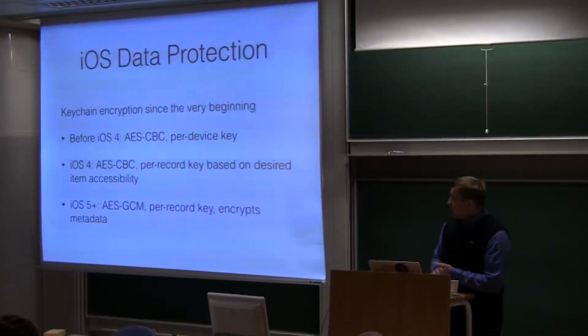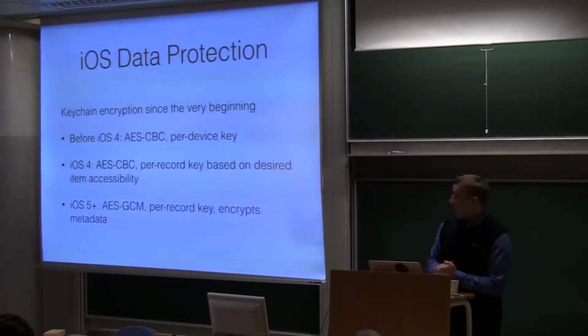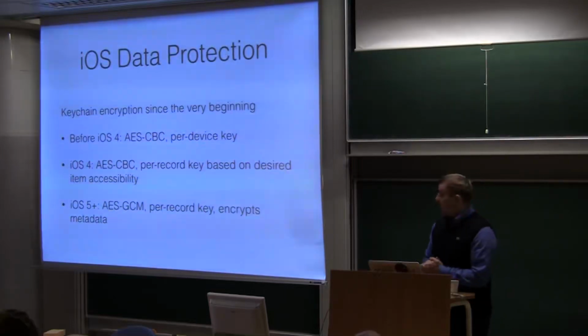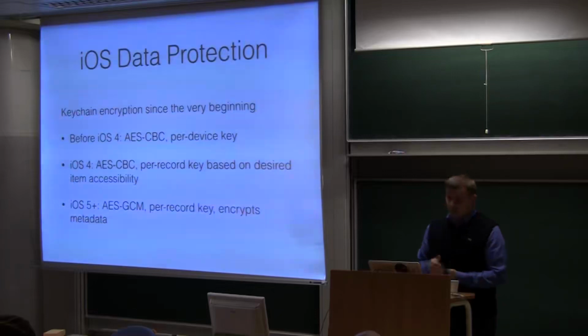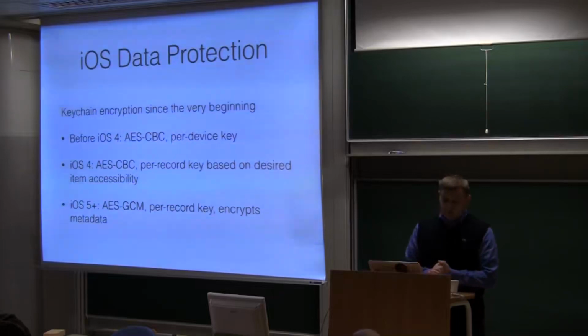But fortunately, starting with iOS 4 and going forward, Apple redesigned the keychain encryption completely. It was now using a random per-item key, and that key was in turn protected with another key based on the desired item accessibility. And what exactly is item accessibility?